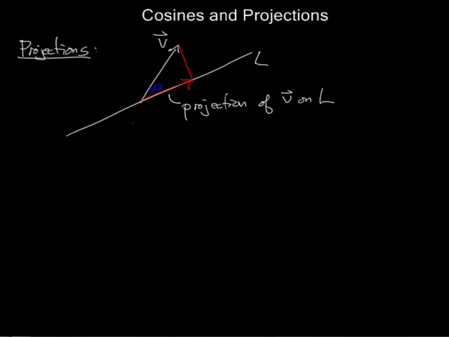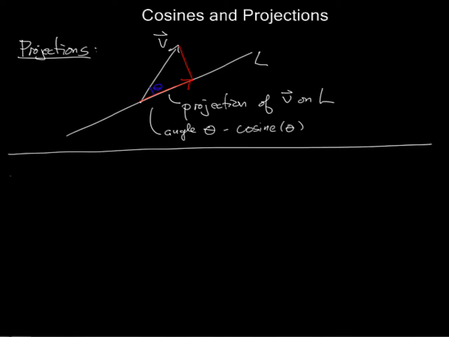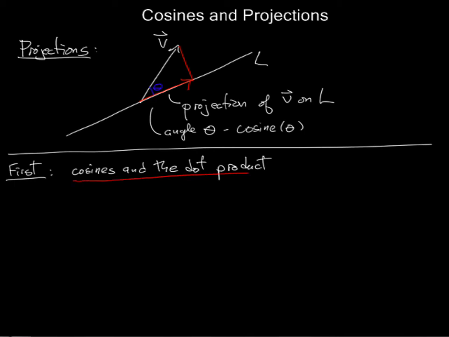Or another way to say it is, it's the closest point to the line. Clearly something that's going to play a role here is this angle theta and its cosine. So that's where the cosines come into the picture. So we're going to first talk a little while about cosines and some formulas and results about the dot product, and then we'll return to the subject of projections.